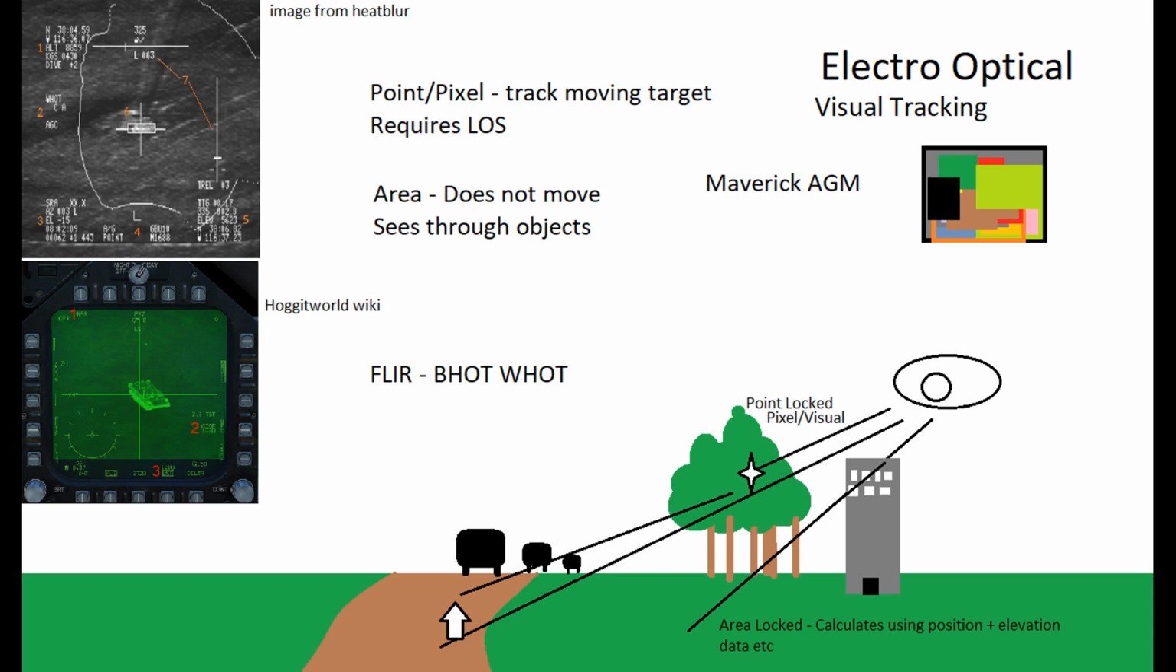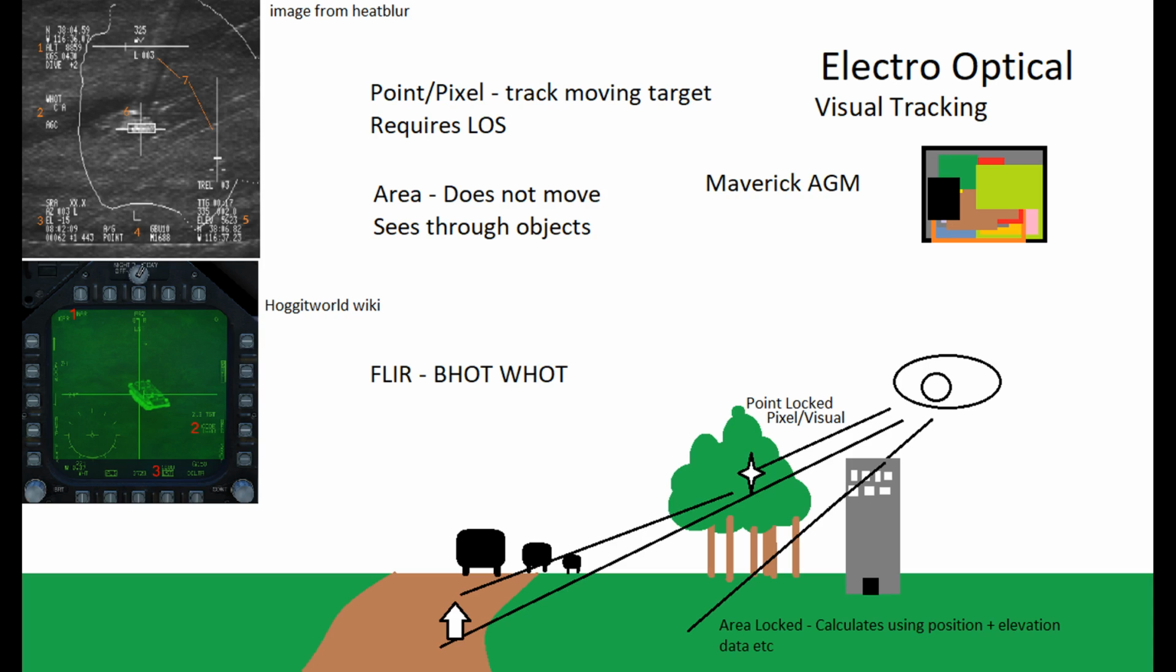So you can have two ways of doing it, kind of. There's a point pixel lock that can track moving targets, but it requires line of sight. You can do an area track, which does not move. You're still targeting the one spot, but you are targeting the ground. That actually sees through objects.